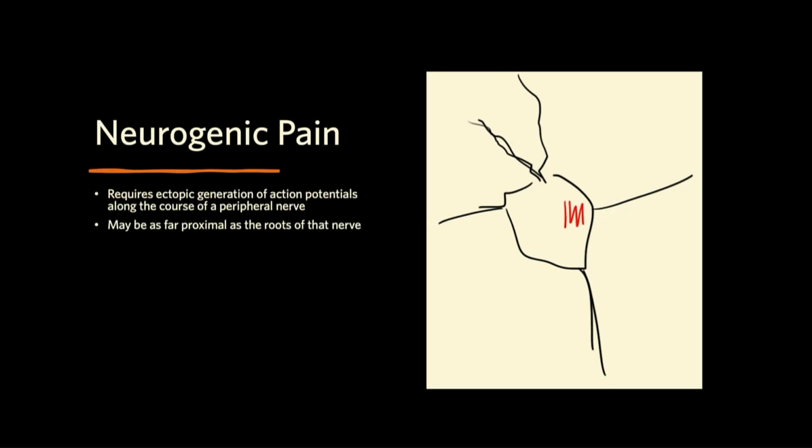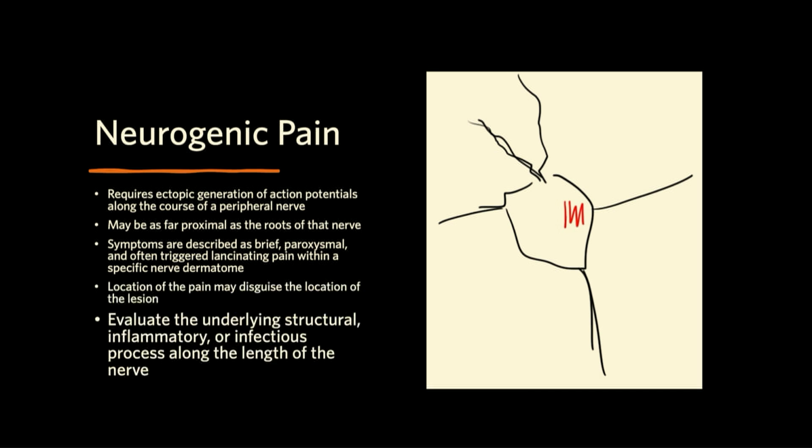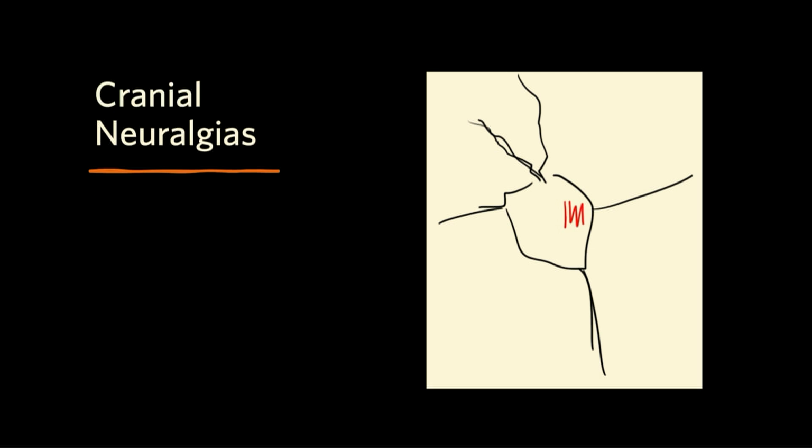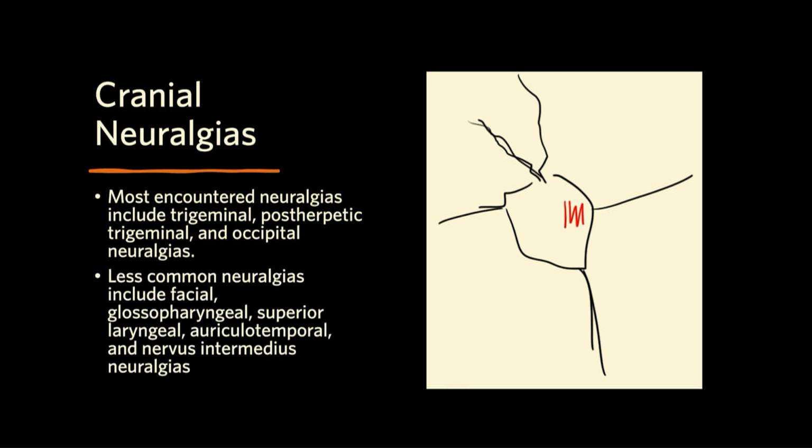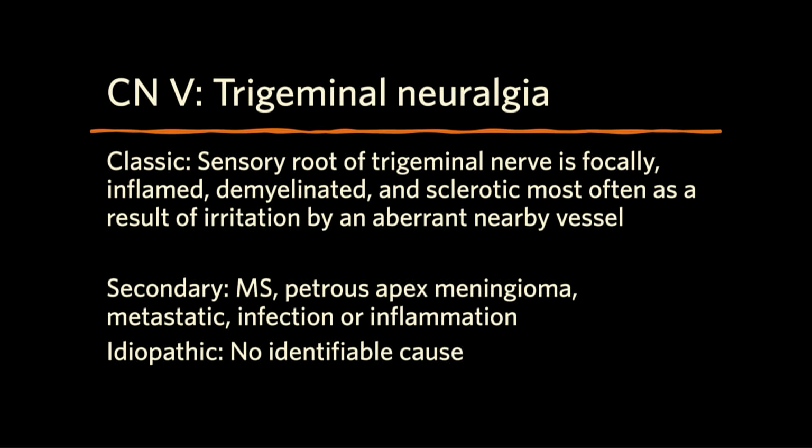Neurogenic pain, just a couple quick thoughts on that. Again, this is affecting either the cell body or the axon, and it usually is in the distribution of the nerve that it's affecting. So a couple very classic examples of that, I'll say, are the cranial neuralgias. Most typically, it's trigeminal. It's that classic sensory trigeminal nerve pain.